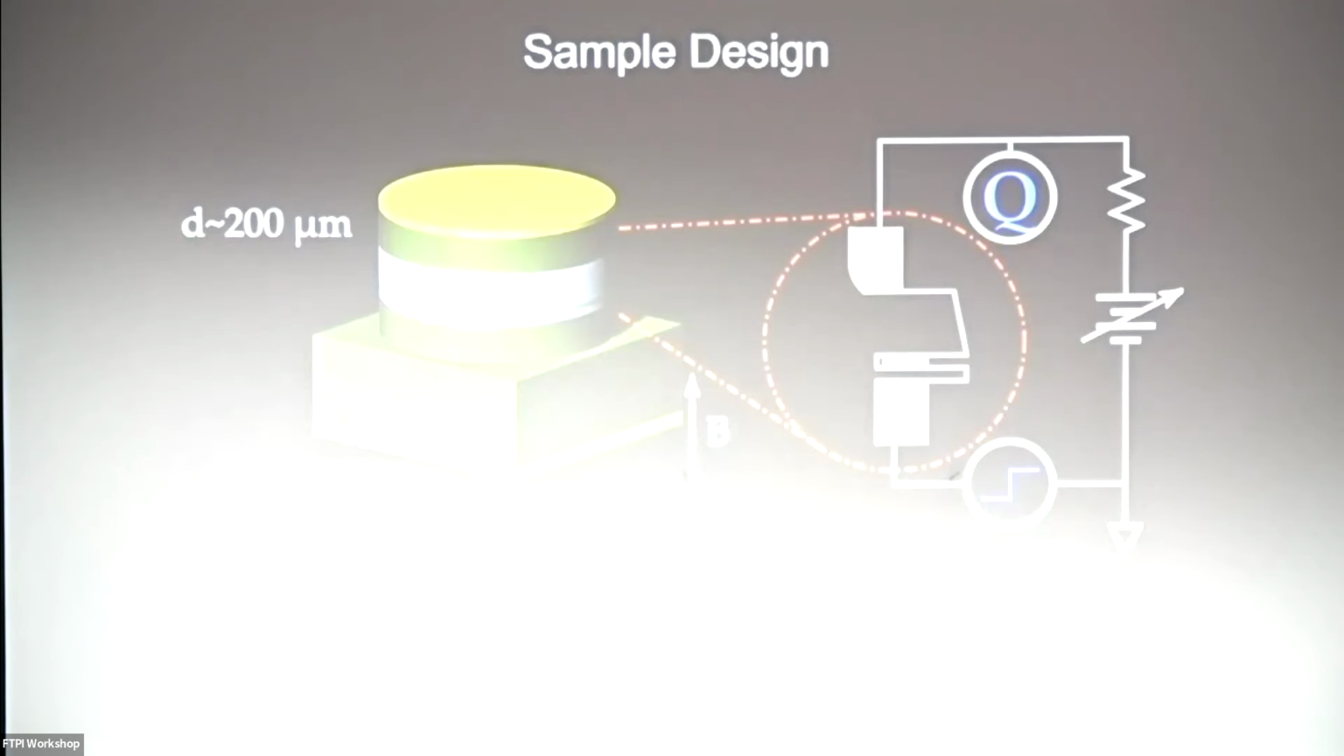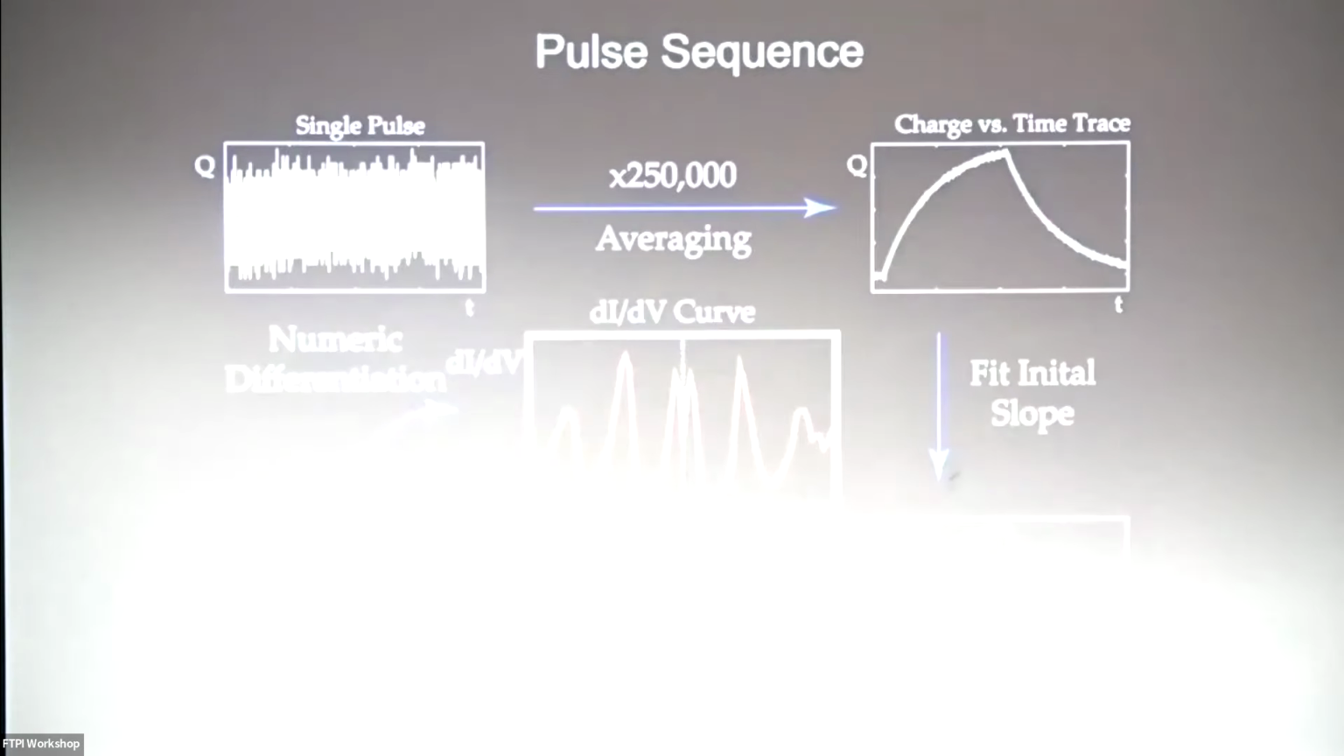In gallium arsenide, this is just done by having a quantum well here and a tunnel barrier and so on. Now if you try to measure that image charge, you see a lot of noise, but if you average about 250,000 times, there's a signal there. You fit the initial slope of that curve. That gives you one point on an IV characteristic. Then you can trace out the full IV by just varying the pulse height, positive or negative.